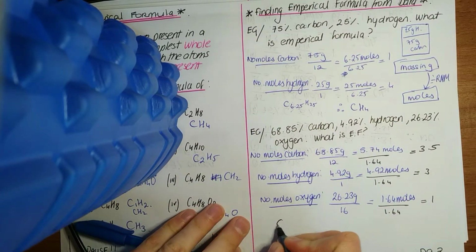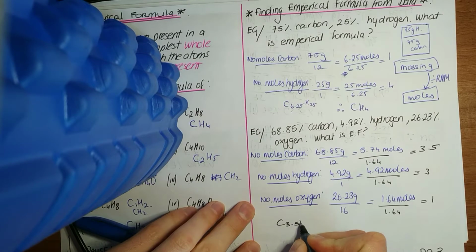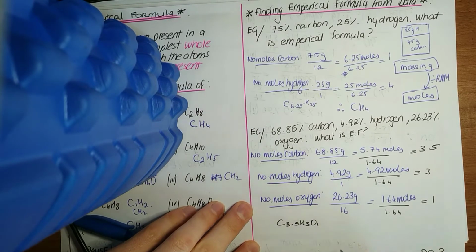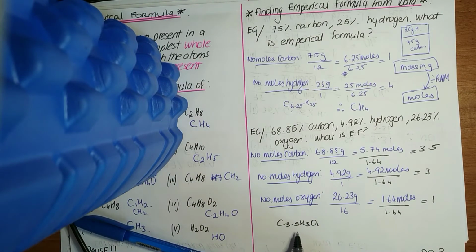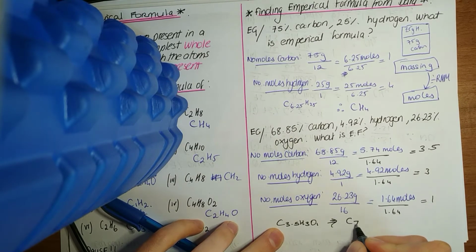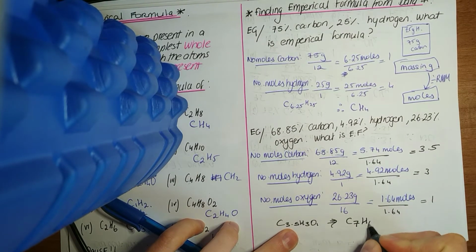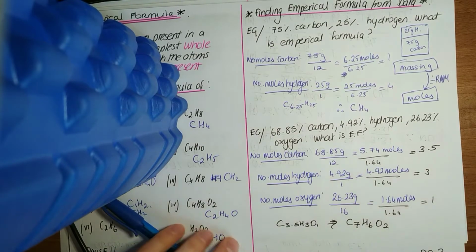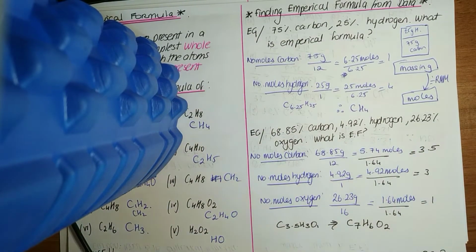So at the minute we've got C3.5H3O1. Again, we need a whole number ratio. How are we going to get these to whole numbers? We're going to double everything up. The reason we're doubling it is we're changing that 3.5 to a 7. Double everything: C7H6O2. So that's the simplest whole number ratio.